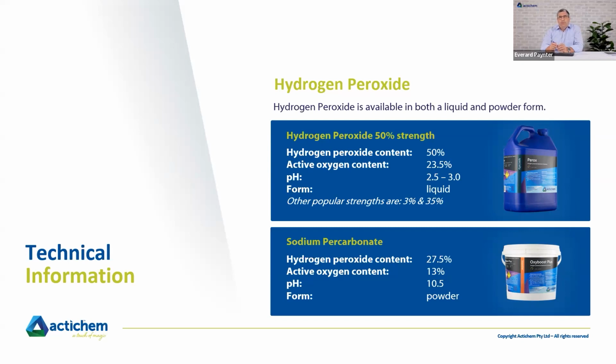But the other form of hydrogen peroxide is the sodium percarbonate. Now, there's also other forms such as sodium perborate, etc. However, the one that we commonly use in the cleaning industry is sodium percarbonate. You can look on that as a powdered form of hydrogen peroxide. When it is dissolved in water, the hydrogen peroxide is released into an alkaline environment, which is where it works the best. The active oxygen content in sodium percarbonate is about half of what the liquid is, and the pH is in the alkaline region. So it's almost exactly the opposite to the liquid.